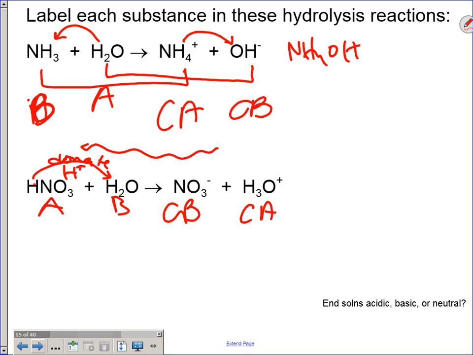Hydrolysis reactions tend to always remake the acids and bases that the salts came from. Knowing that, I can't do that with this example right now, actually. I'll hold off that thought. It's talking about the acidity or basicity of the end result.